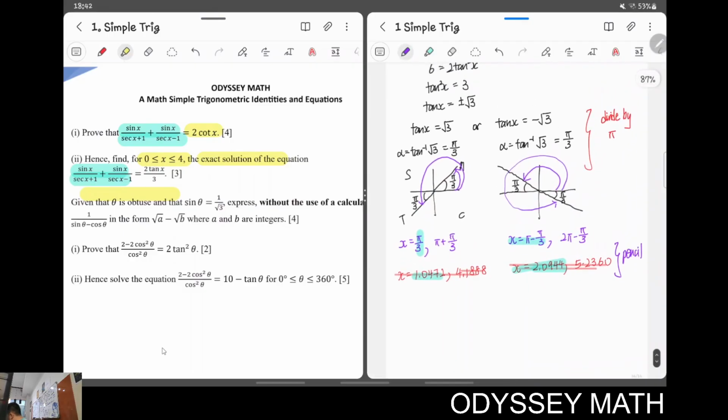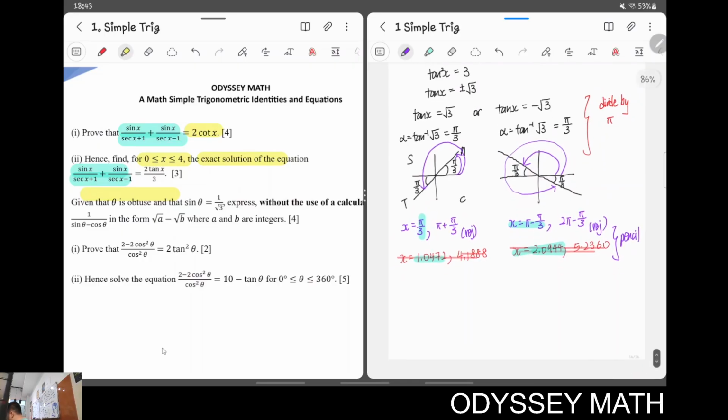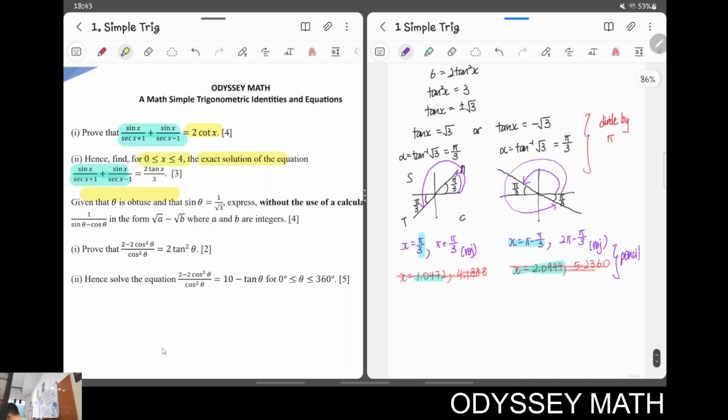You understand? So I have to reject this one, which is 4.1888. It falls out of the range from 0 to 4. And I have to reject this one because this 5.2360 falls out of the range from 0 to 4. So therefore, the answer will just be x equals pi over 3, and pi minus pi over 3 would just be equal to 2 pi over 3. And we are done with this question over here.